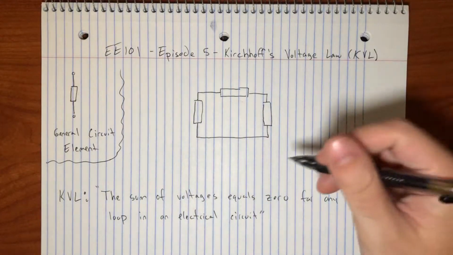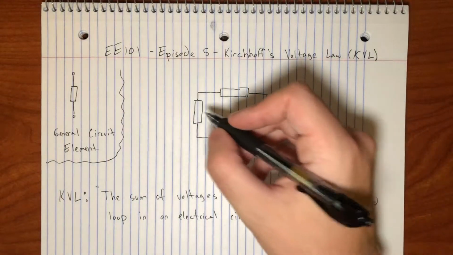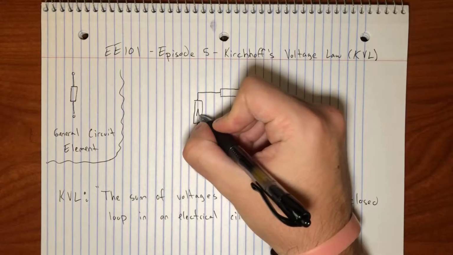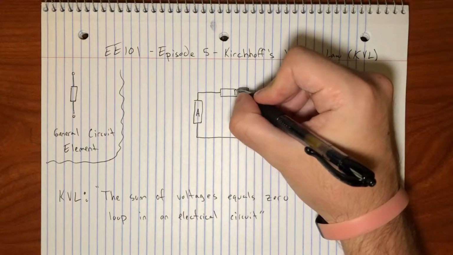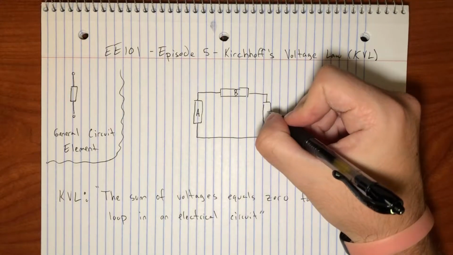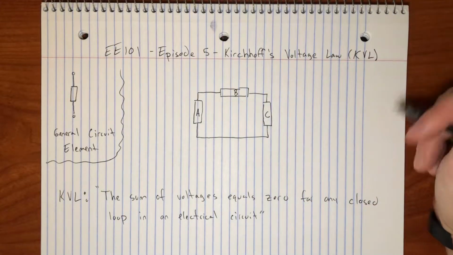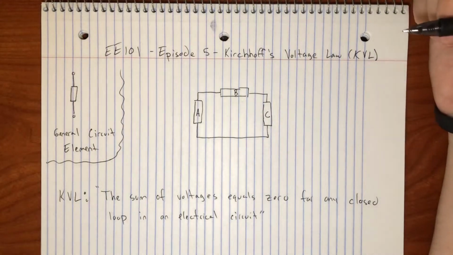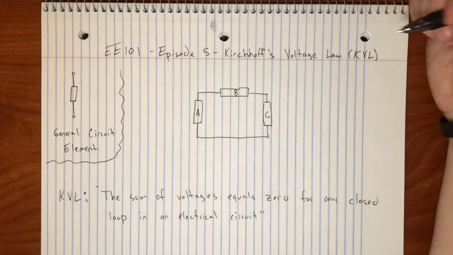So let me go ahead and define some of these elements. Let me label these. So if I say this is element A, and this is element B, and this is element C. Now next, what I'm going to do is assign some voltages to these elements.